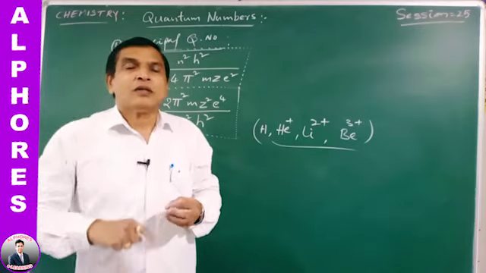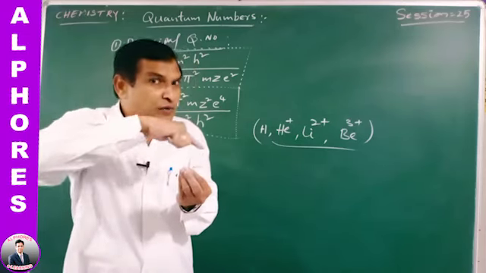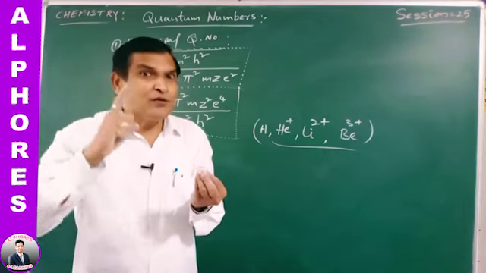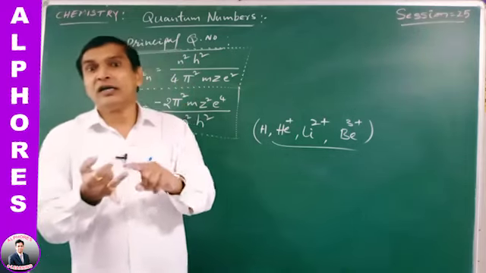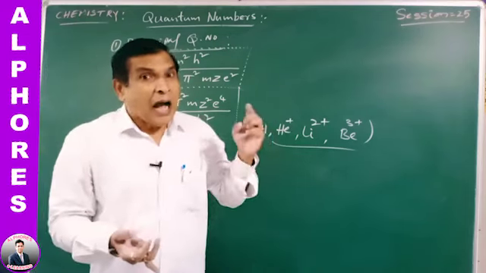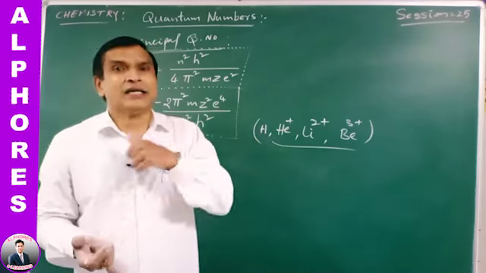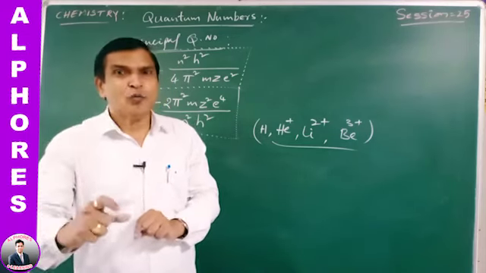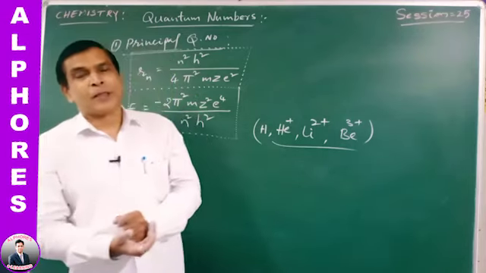As long as the electron is revolving in the circular orbit, the energy of the electron remains constant. Therefore the orbit is also called a stationary state, stationary level or energy level. Got it? Next point. The angular momentum of the electron in the orbit is quantized: mvr equals nh by 2 pi, where n is an integer that indicates the orbit.